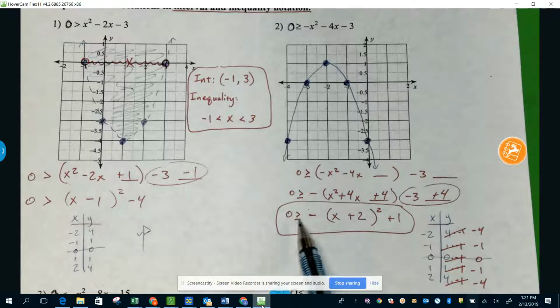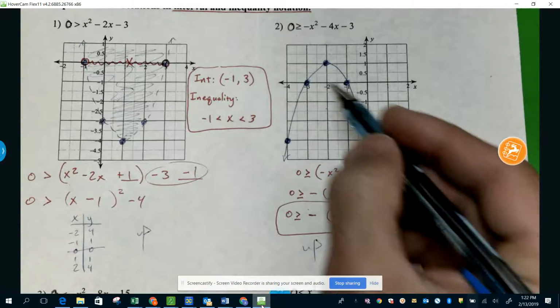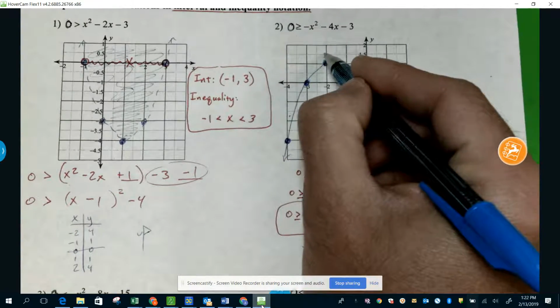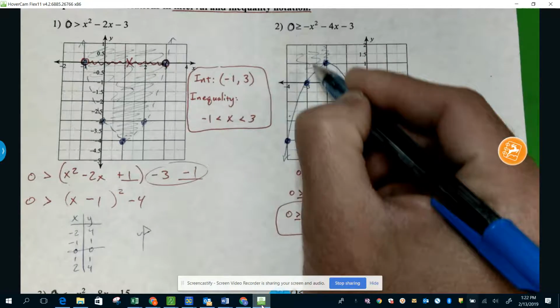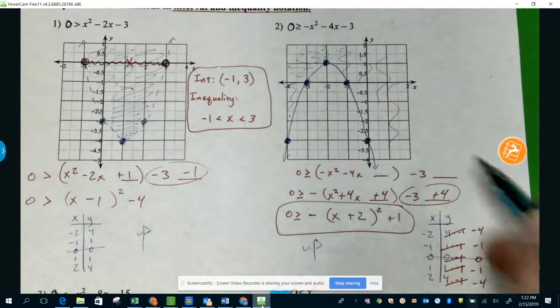And last but not least, we need to shade. Okay, so my shading here is greater than, and if my shading is greater than, that means we're going to shade up above the line. So put my pencil on the vertex and we shade up. Actually, in this case, that means we're shading everything on the outside of this parabola here.